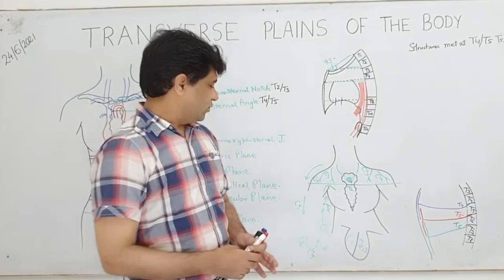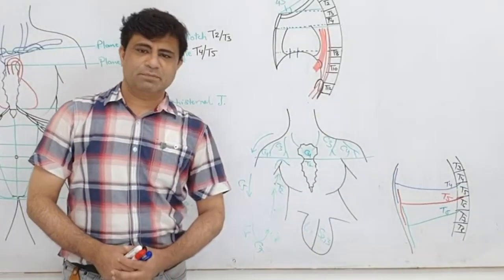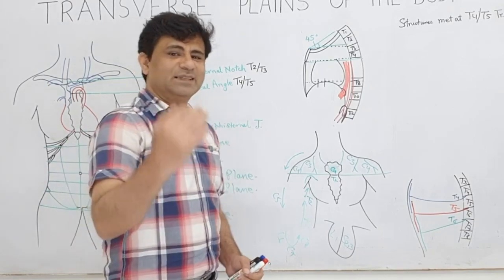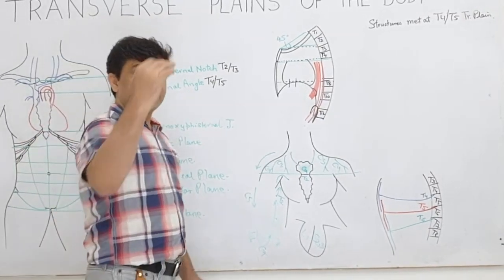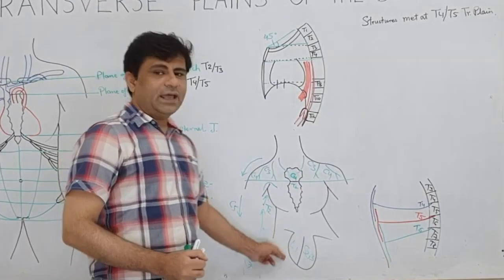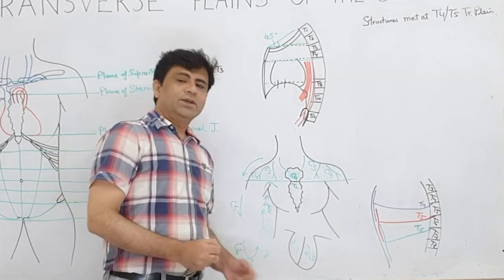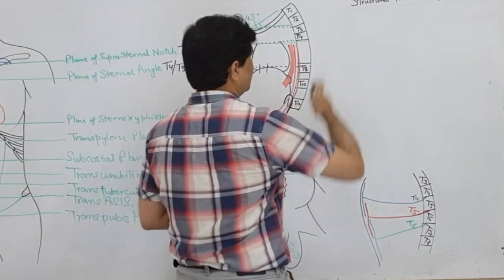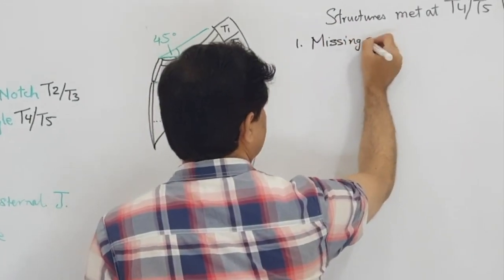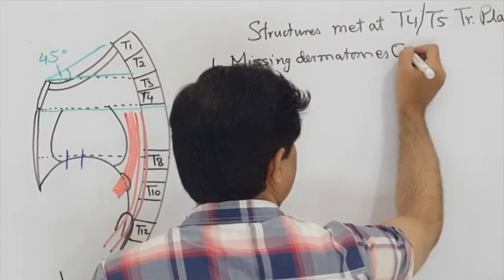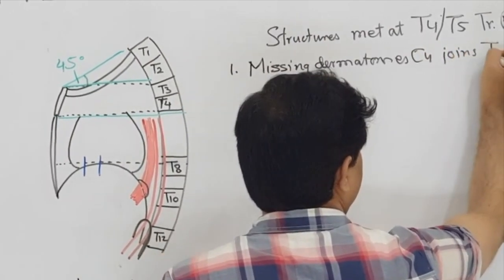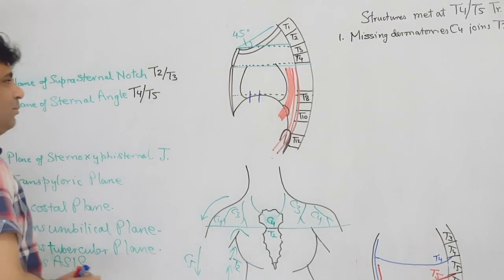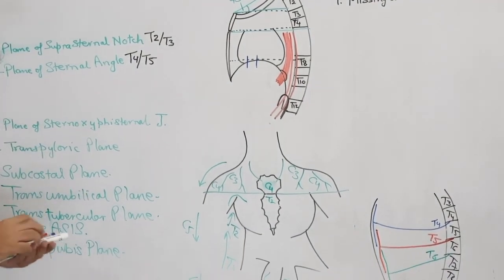So in case of operating upon the scrotum or the perineum, you need to have the spinal anesthesia reach up to the relevant segment. Then only you get it completely anesthetized. So point number 1 is missing dermatomes. C4 joins T2. That's one important significance of this plane.